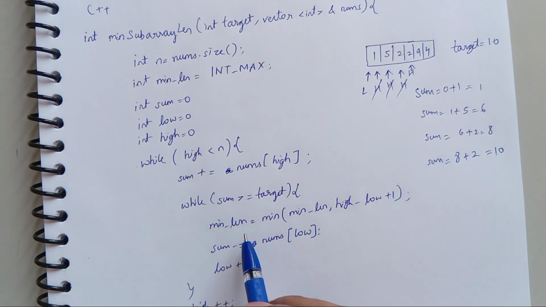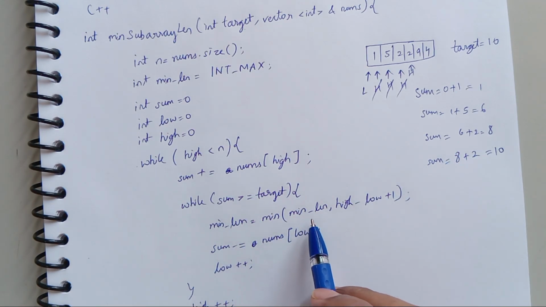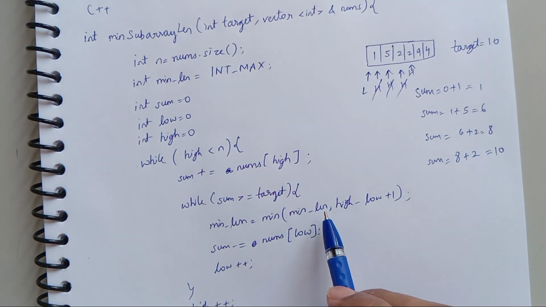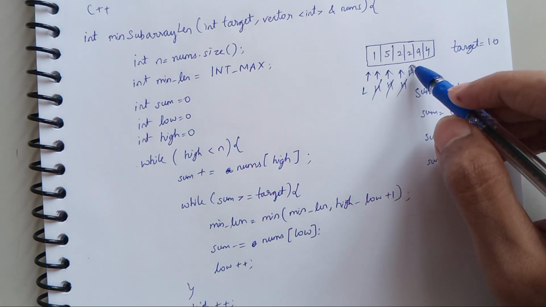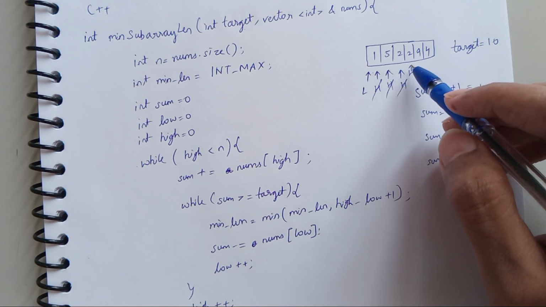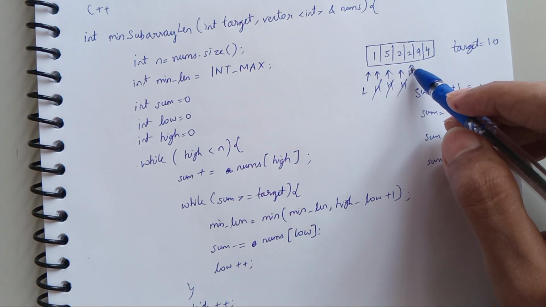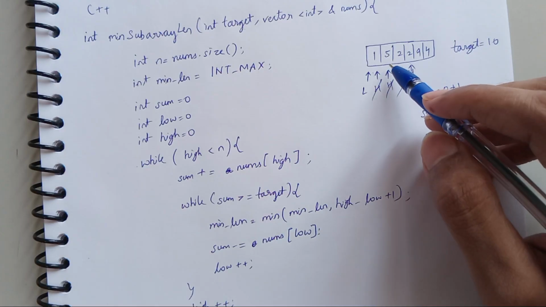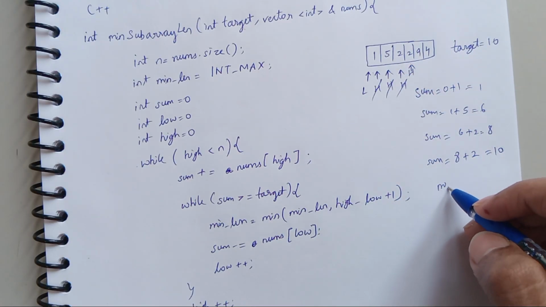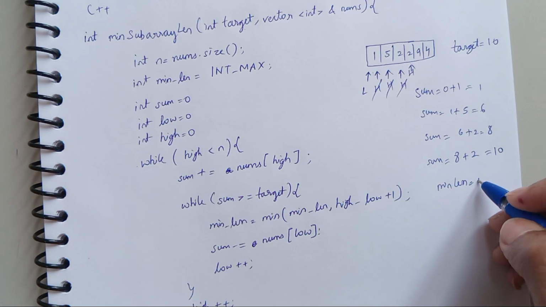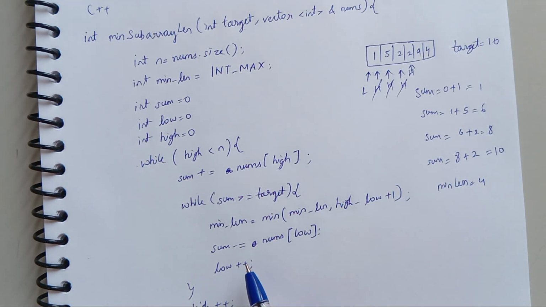Now we update the minimum length. The minimum length is minimum of the initial minimum length which we taken as int max, comma, high minus low plus 1. That is the current length of the subarray. So high is 0 1 2 3, minus low 0, 3 minus 0 is 3, plus 1. So this will be 4. So we got minimum length is equal to 4. Now we update the sum.